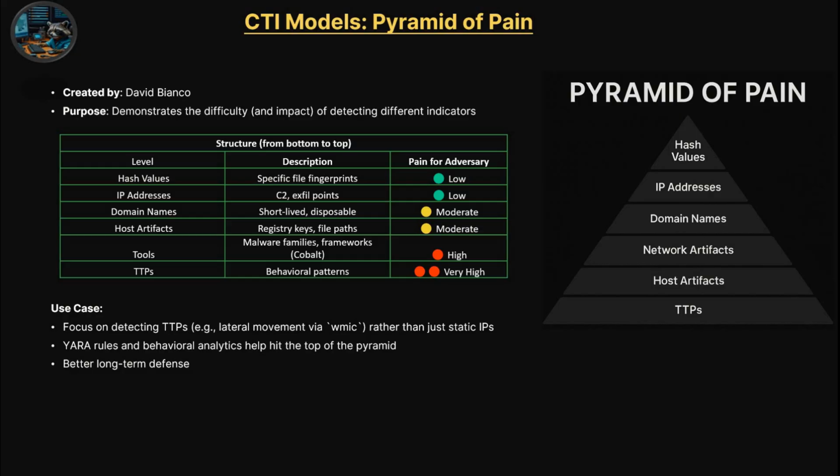In many of my malware videos, I have showcased how we bypass the EDRs, for example, using code caving and all. WMIC was being used a lot when we were developing malware that has to perform lateral movement once the machine is compromised. Rather than just focusing on static IP addresses, focus on detecting the TTPs, like lateral movement via WMIC. YARA rules and behavior analytics help hit the top of the pyramid and give better long-term defense.